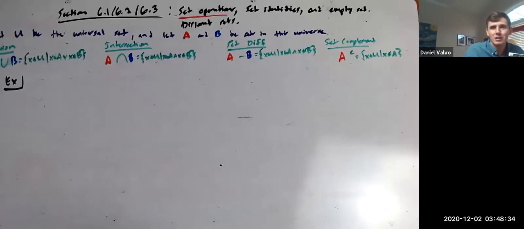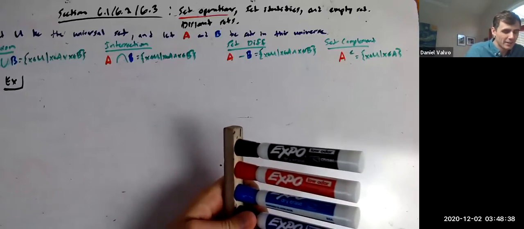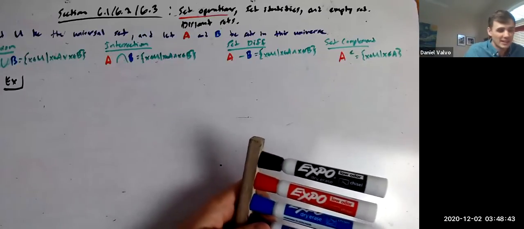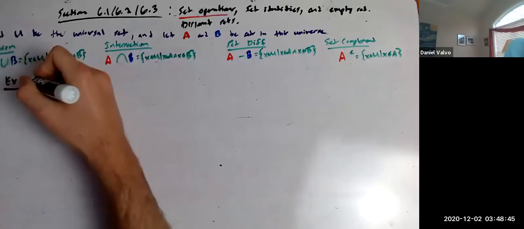We don't do anything in math unless it makes something else easier, if that makes sense. Otherwise, why do it? And so I'm going to show you why we care about set identities.